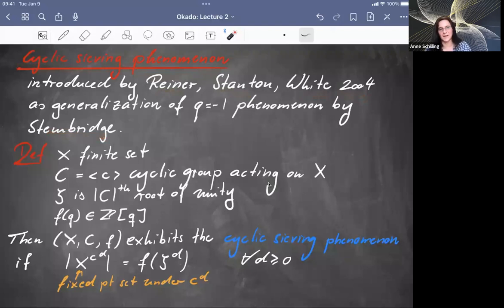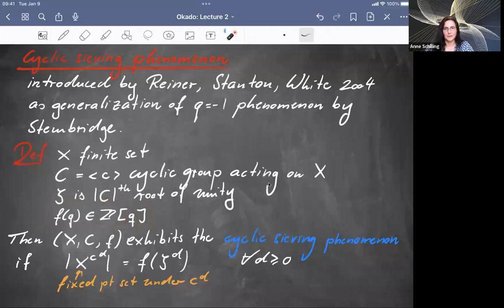And the setup is as follows. So you start with a finite set, which I'm going to call X. And then you have a cyclic group generated by some element C acting on the set X. And zeta will be the Cth root of unity, where C is just the size of the cyclic group. And for the cyclic sieving phenomenon, you also need a polynomial with integer coefficients in the variable q.